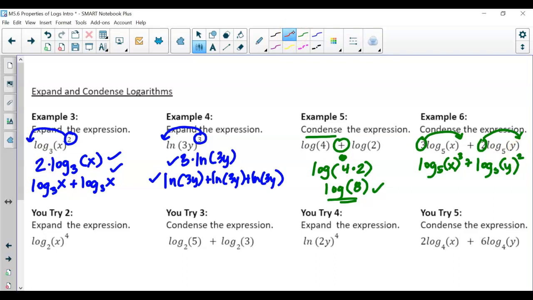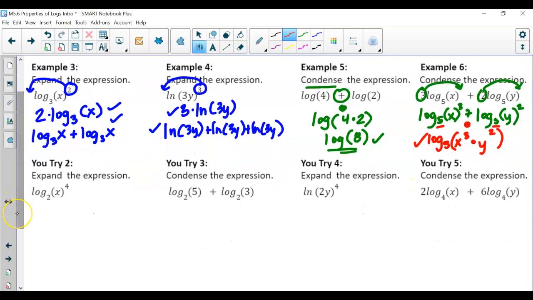Now we can write this as 1 log because the bases are the same. And remember, when adding, we're going to multiply. So this is log base 5, right? Writing it as 1 log. This is x to the third times y to the second power. Now, can we multiply and continue? No, because the bases are different. So this is our 1 log. Go ahead and pause the video now and try the U-tries on your own. Keep in mind with your expanding and condensing.